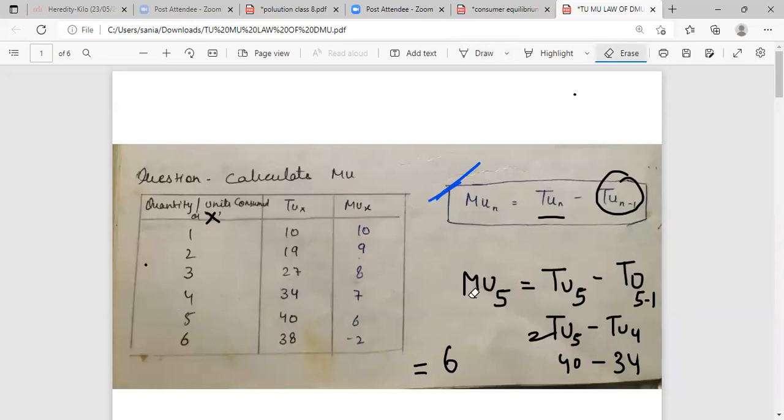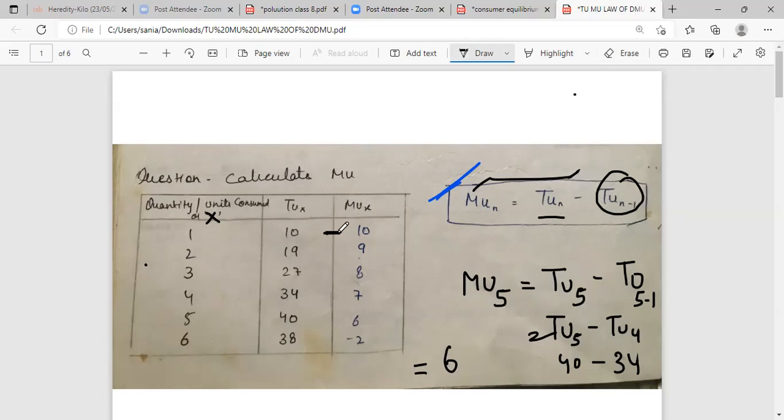See, when you are going to use this formula, for example, when this is missing, okay, or maybe this is missing, something like that, then you are going to use the formula. For example, if TUN minus 1 is missing, you can find it out if this and this is given, right? So this formula you are going to use when there is a missing thing. But in general, you are not going to use any formula. You are just going to find it out like this.